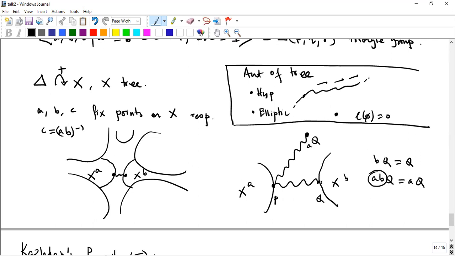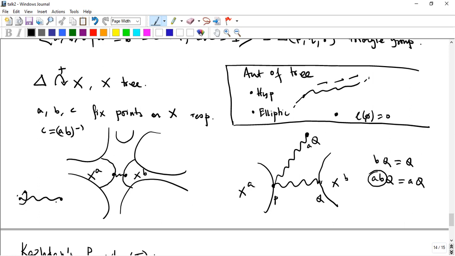And what point can it fix? It takes Q to AQ. So the point it fixes has to be the midpoint of this geodesic, right? Joining Q and AQ. The geodesic joining Q and AQ is exactly this geodesic, Q to P to AQ, because there is a unique geodesic between 2 points in a tree. And if you have an automorphism of finite order taking one point to another point, then the fixed point has to be the midpoint of the geodesic joining those 2 points, right? Because it kind of rotates about this point.